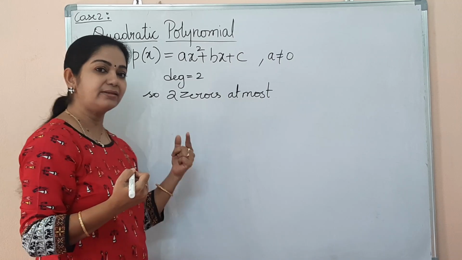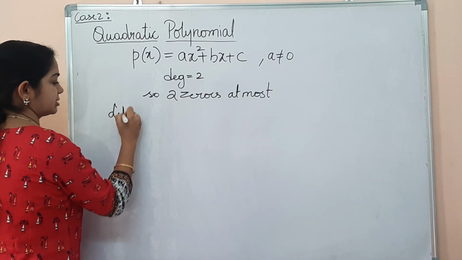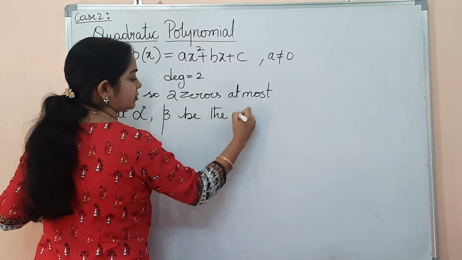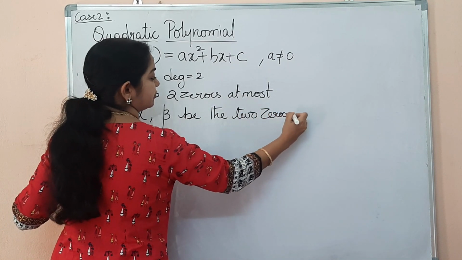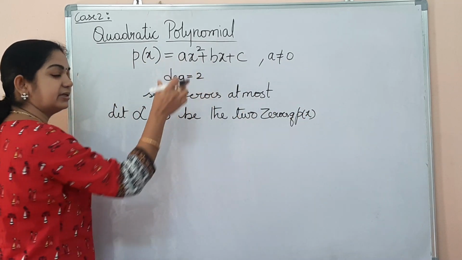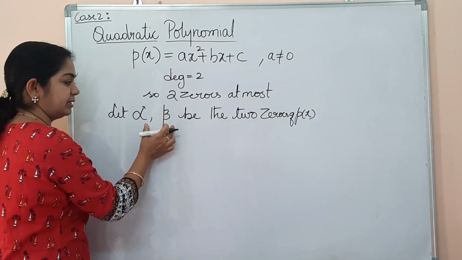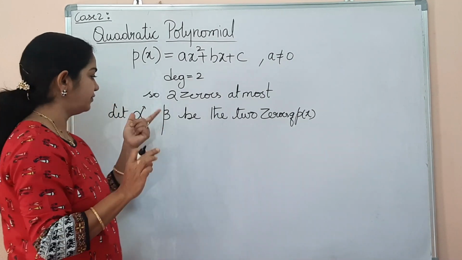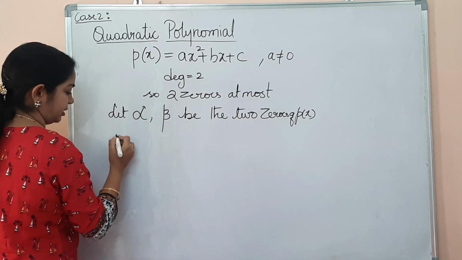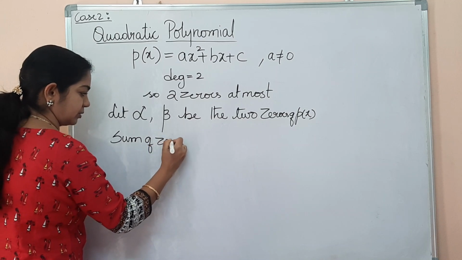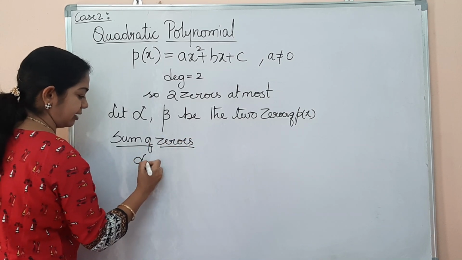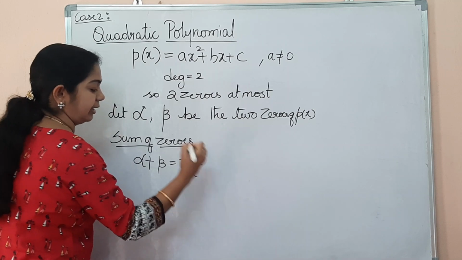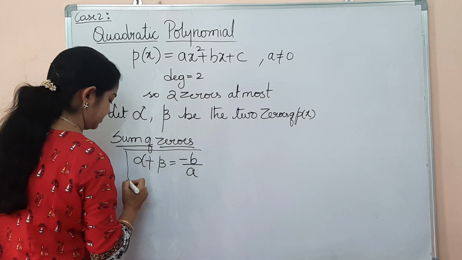So let those zeros be the Greek letters alpha and beta, the two zeros of the polynomial. Here the polynomial is our quadratic polynomial. Now to establish a relationship between the zeros and the coefficients, we take the help of the sum of the zeros. Here alpha plus beta, the sum of the zeros, is given by minus b upon a.